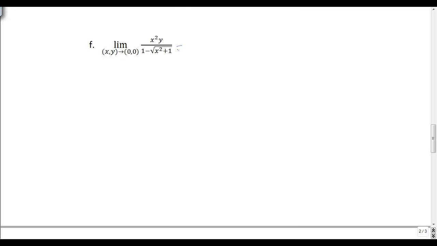So what I'm going to do here is just work on the limit as (x,y) goes to (0,0) of this, with 1 minus square root of x squared plus 1 on the bottom. One trick here, I'd say a Calc 1 trick, but maybe somewhere else you've seen it, is to take the 1 minus square root of x squared plus 1 and multiply the top and bottom by what I'm going to call the conjugate. That is, you switch that minus to a plus. So instead of 1 minus square root of x squared plus 1, do 1 plus square root of x squared plus 1.